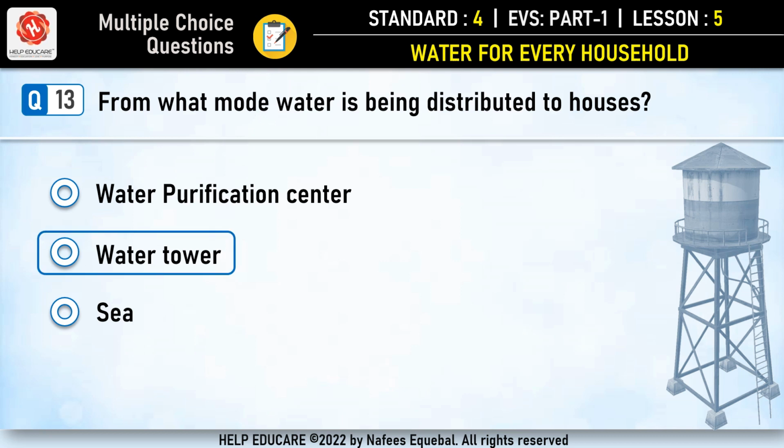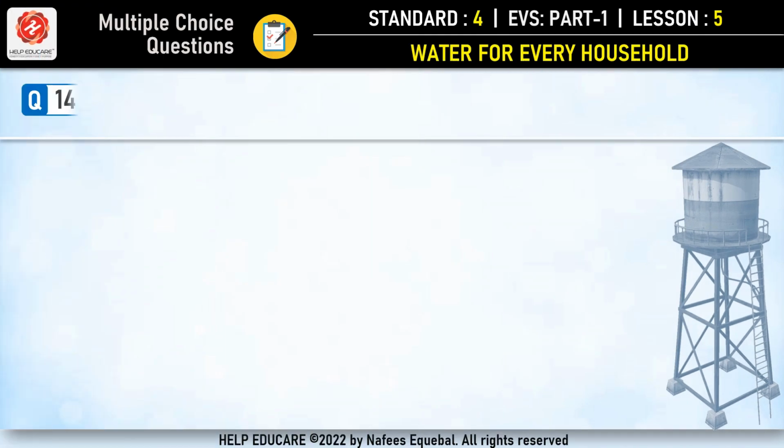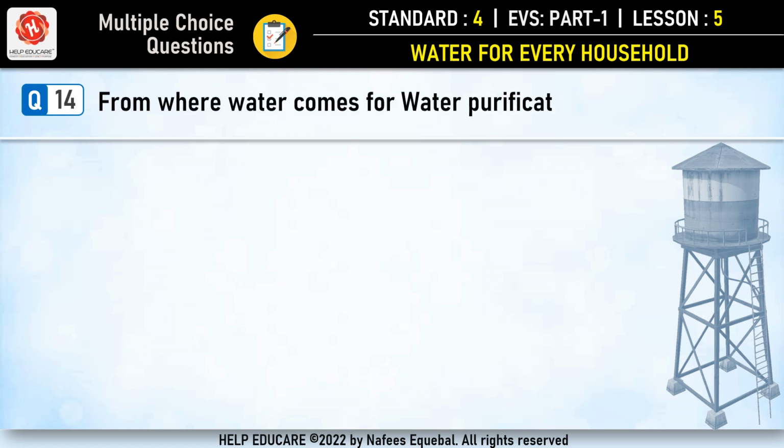Correct answer is water tower. Question number 14. From where water comes for water purification? First option, water tower. Second option, dam. Third option, house.